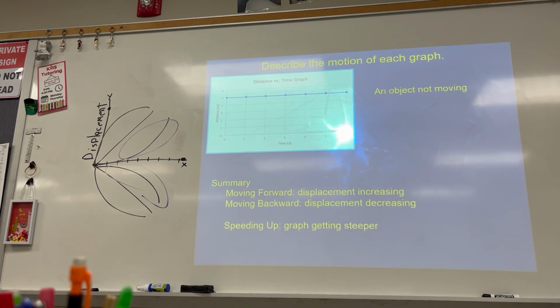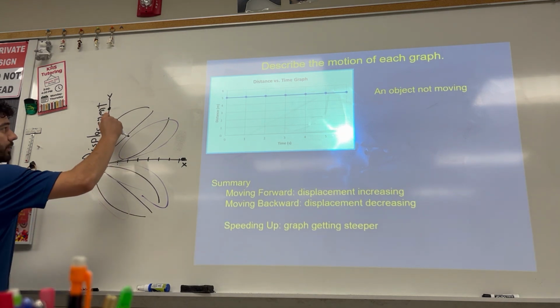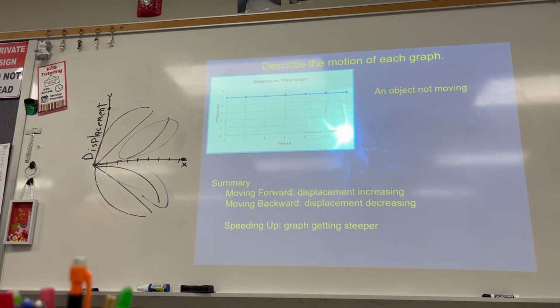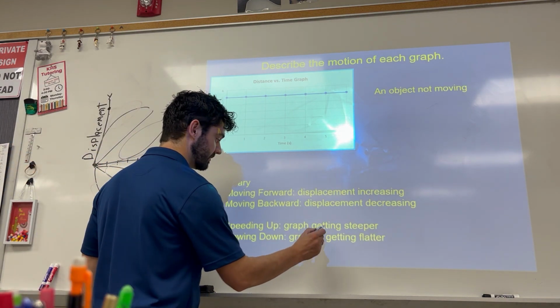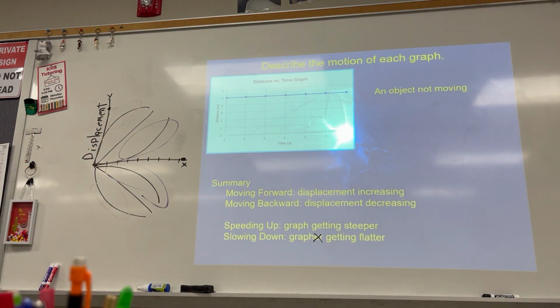If I'm slowing down, I either have this graph or this graph. This one or this one is slowing down. What do those graphs have in common? They're getting, say it loud and proud, Allison. Flatter. The graph is getting flatter. If you're slowing down, the graph gets more flat, or it gets more horizontal.